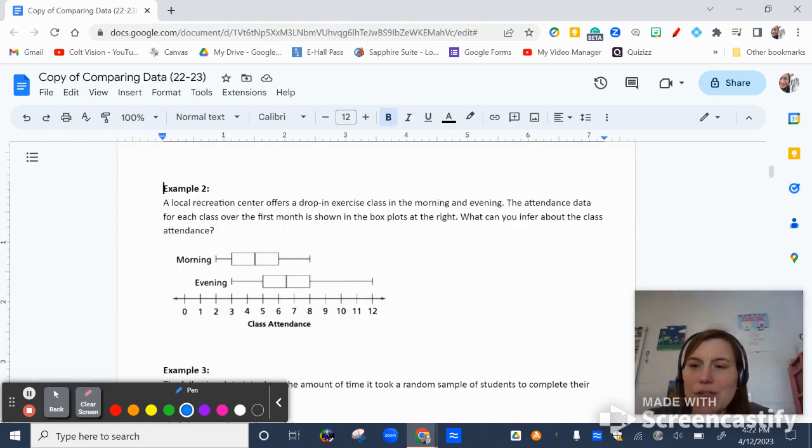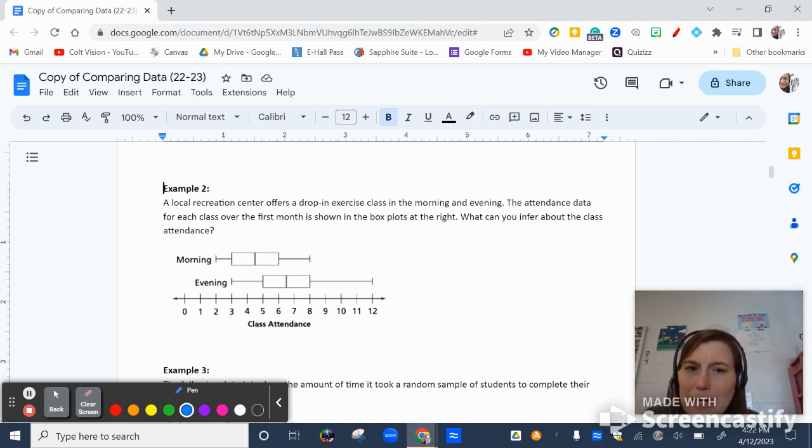But another thing you might be asked to do is compare two data sets. So we're just going to do that quickly here. When we look at this situation here, it says a recreation center offers 2 kinds of classes, classes in the morning and classes in the evening. And then they have a list of attendance. So what can you infer about the classes? Well, we can make an inference and make a comparison.